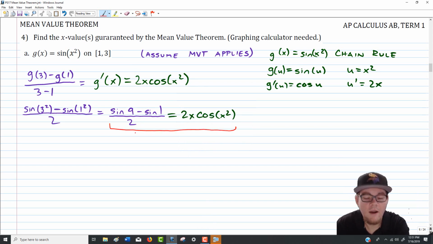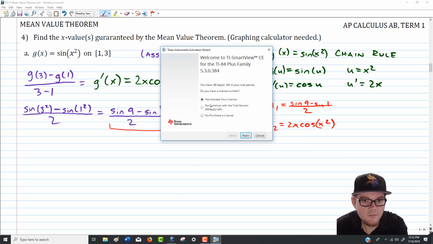So what we're going to do is graph each of these two, and we're going to find their intersection. So in fact, what I'm going to do is put into my calculator y1 as sine of 9 minus sine of 1 over 2, and I put in as y2, 2x cosine of x squared.